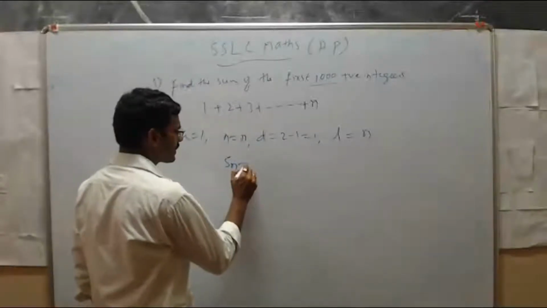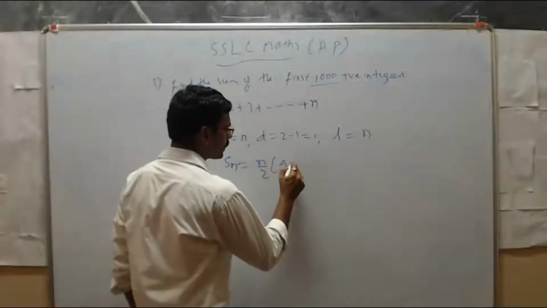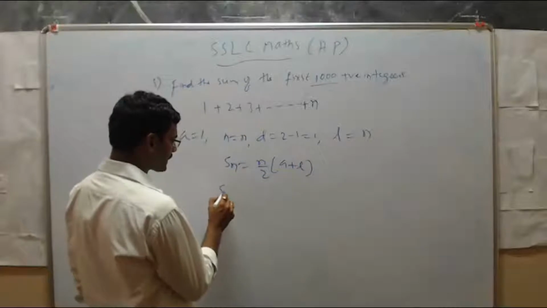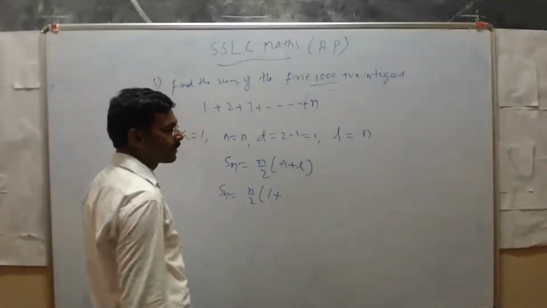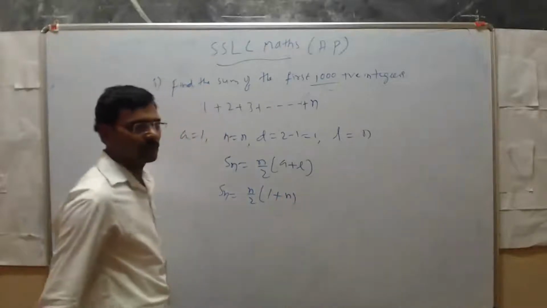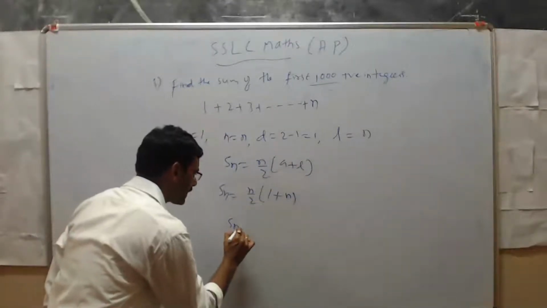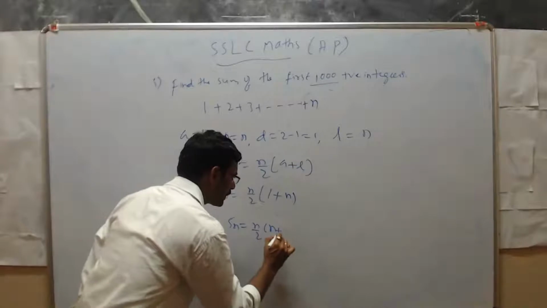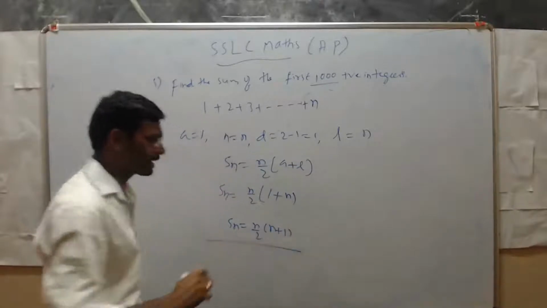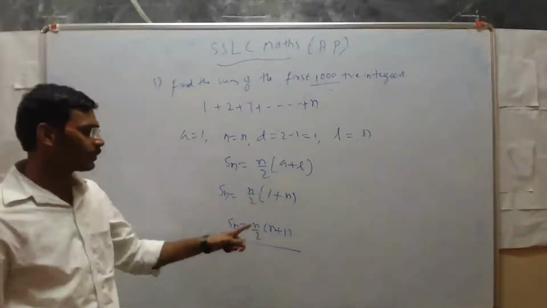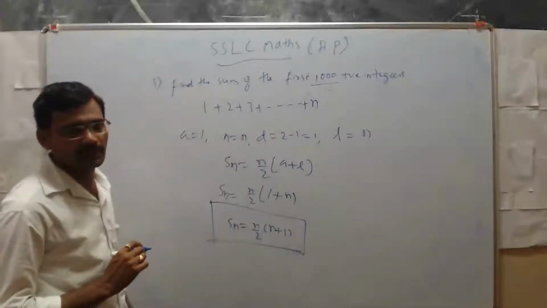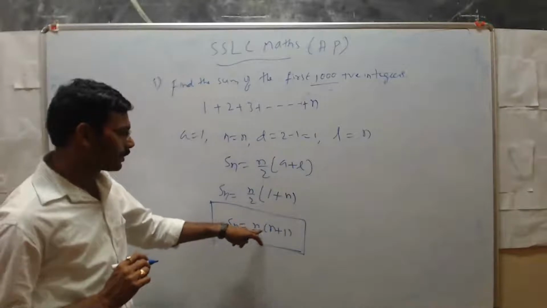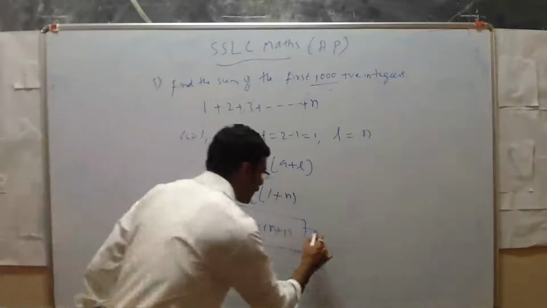Therefore, the formula Sn is equal to n by 2 into (a plus l). The n value is n only, the first term is 1 plus, what is the l value? n. The last term is n. Therefore, Sn is equal to n by 2 into (n plus 1). Keep in your mind, students, this is a formula: Sn is equal to n by 2 into (n plus 1). It is one of the formulas.